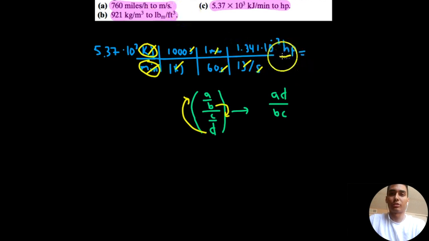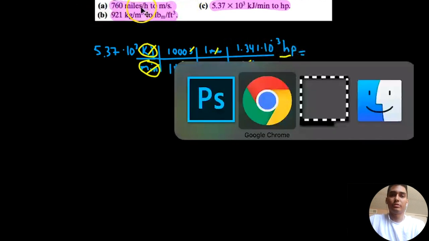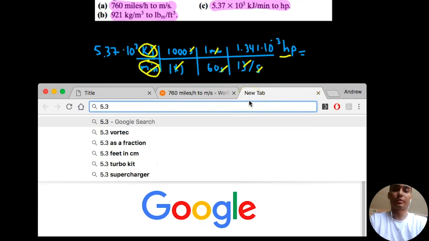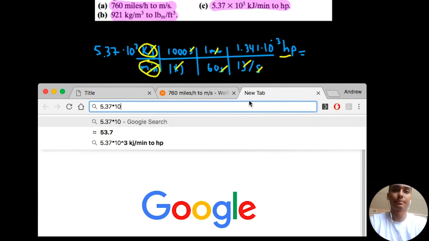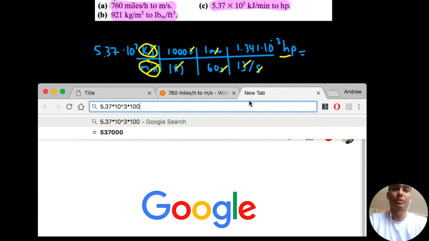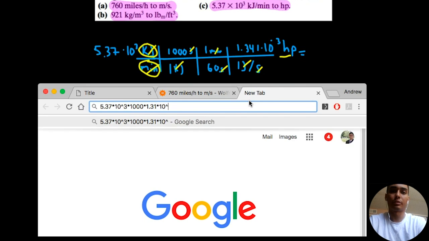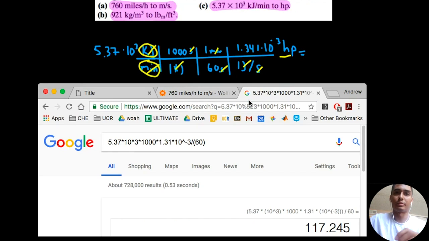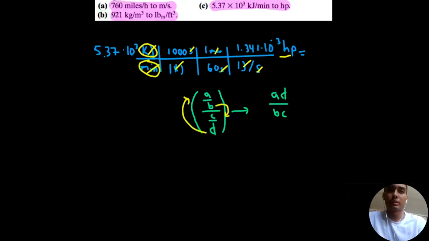So let's do this calculation to get an answer of 5.37 times 10 to the 3 times 1,000 times 1.341 times 10 to the negative 3. Those are just going to cancel out. Divided by 60. I got 117. So let's just check. It's our final answer, in horsepower.